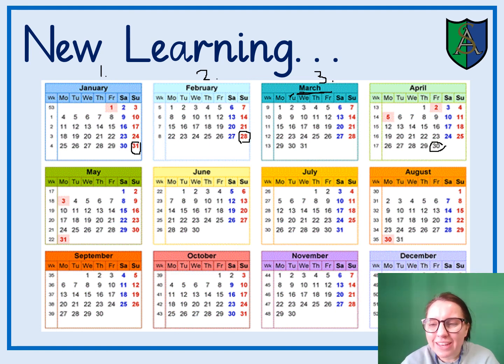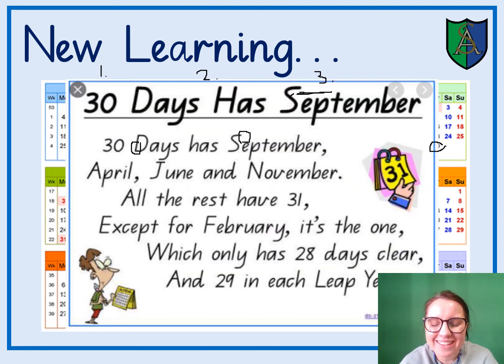Now, we have come to the end of our lesson today. I'm just going to leave you with this little rhyme, and this will be really handy for you to learn, okay? Because I got taught this when I was at school, and I even still use this to this day. So all it says is: 30 days have September, April, June and November. All the rest have 31 except for February. It's the one which only has 28 days clear and 29 in each leap year.